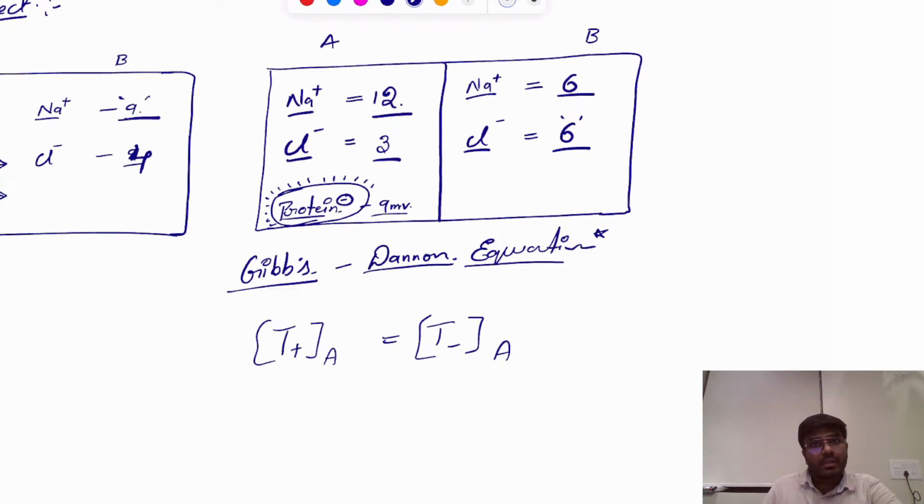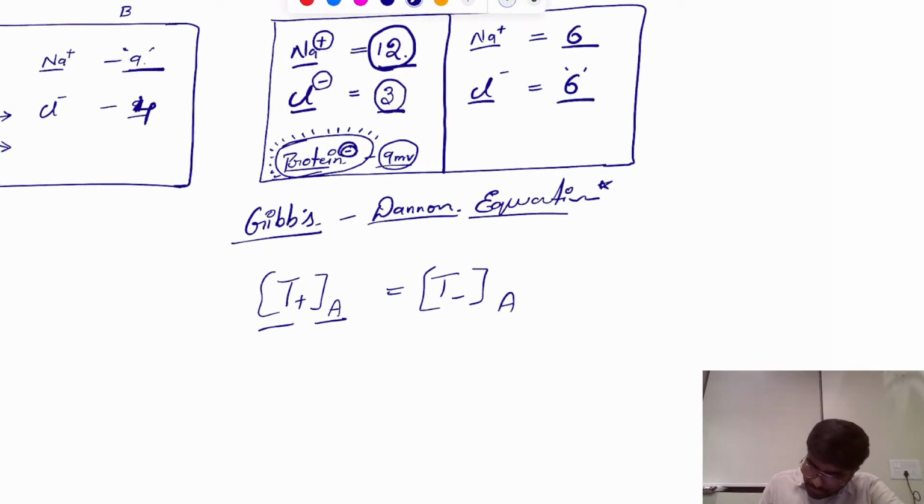Is it true or not? Just look. What is the total number of positive ions in compartment number A? It is 12. And what is the total number of negative ions? In compartment number A it is 9 and 3, so 12 negative ions. So it's equal: 12 positive ions and 12 negative ions.